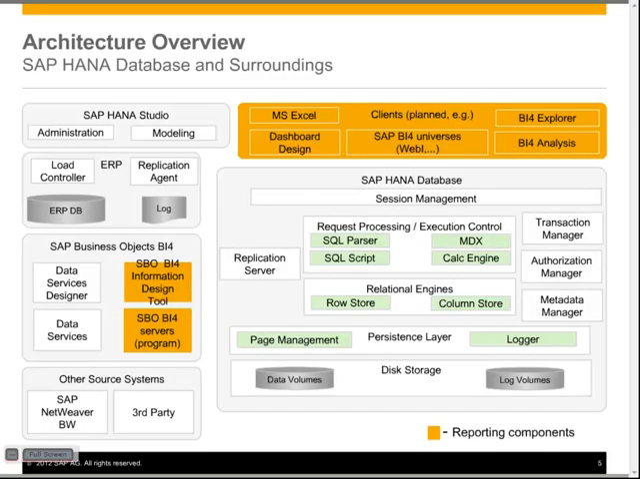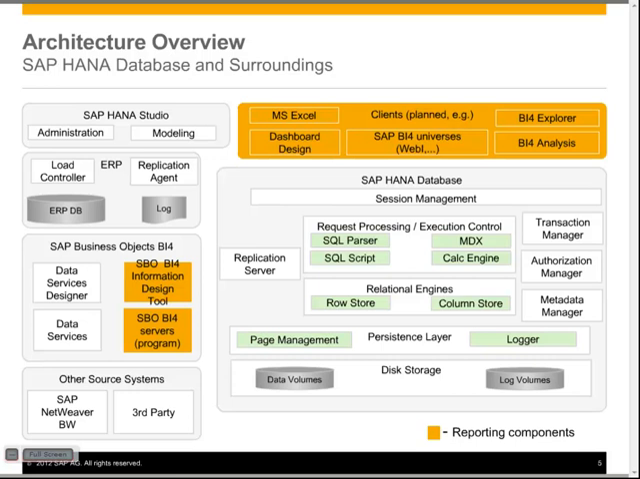Let's look at a diagram of how the clients interface with HANA. At the top of HANA, on the right-hand side, there's a yellow box with the actual clients themselves. We have Excel, we have dashboard design, we have Web Intelligence connecting through universes, we have Explorer, we have Analysis. So these are all different types of client tools that we can use to communicate with HANA.